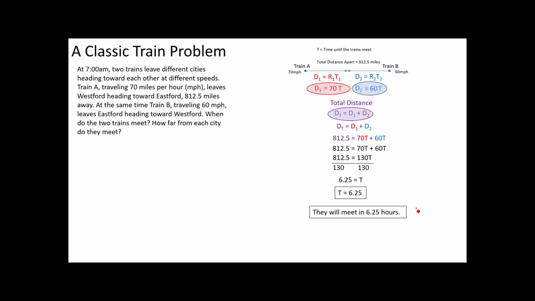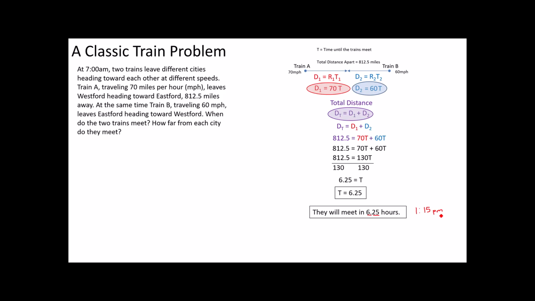Noon is 12, so this is going to be at 1:15. That's 6 hours later and a quarter of an hour later. This is 1:15 p.m. or in the afternoon. Let's keep going with this.